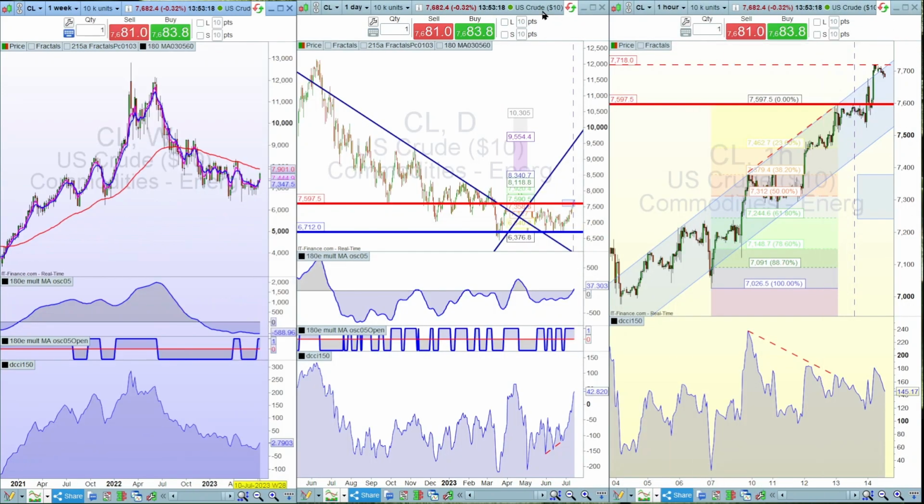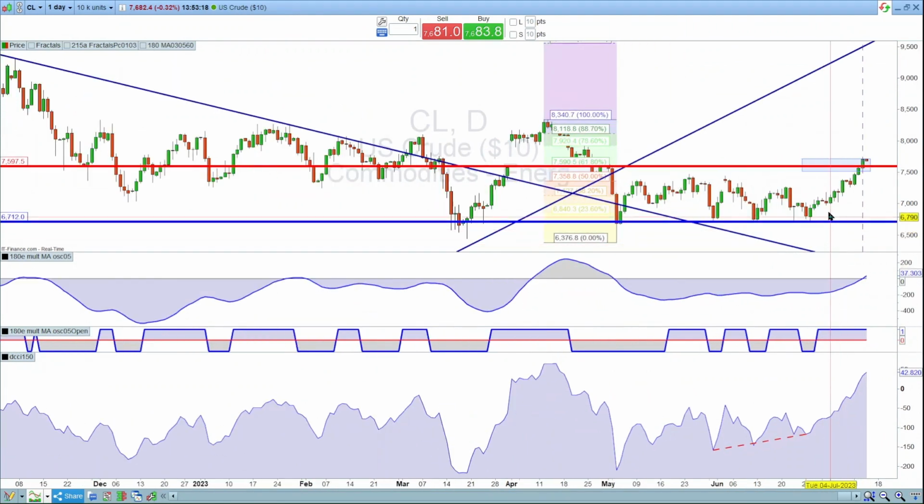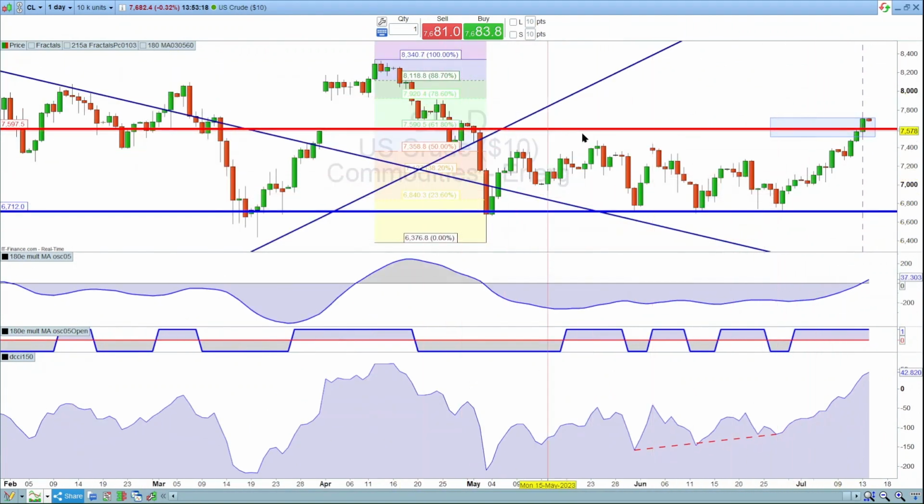Now, on the daily likewise, our oscillator is broken up into a bullish mode, and it was bouncing in between these support and resistance lines, and it actually hit our resistance and broke through there, and I'll talk more about that on the hourly.